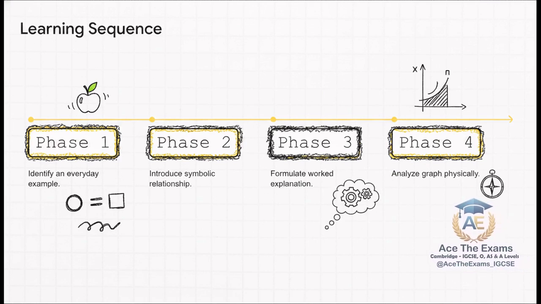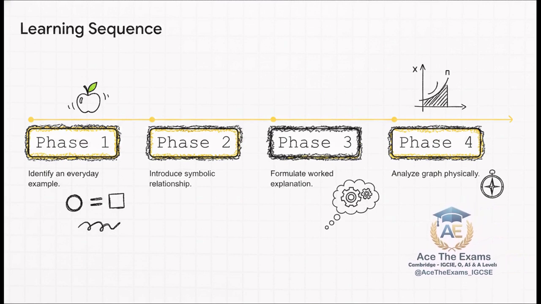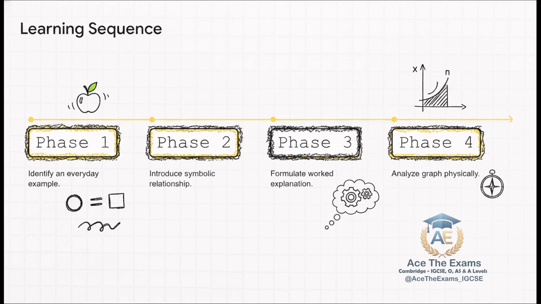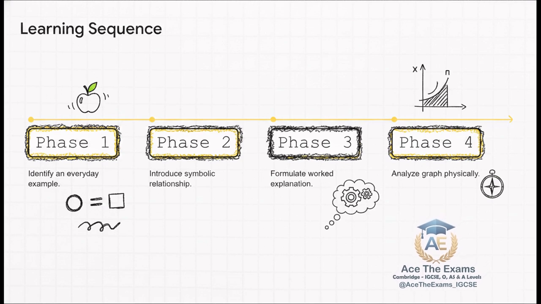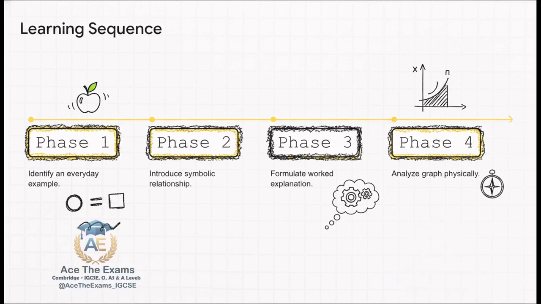Notice the incredibly smooth transition here. You don't start with the hardest math. That's a rookie mistake. You start at step 1, identifying a simple, concrete, everyday example. Once you have that anchor in reality, step 2 is introducing the precise symbolic relationship, and you only do that when you're actually ready for it.